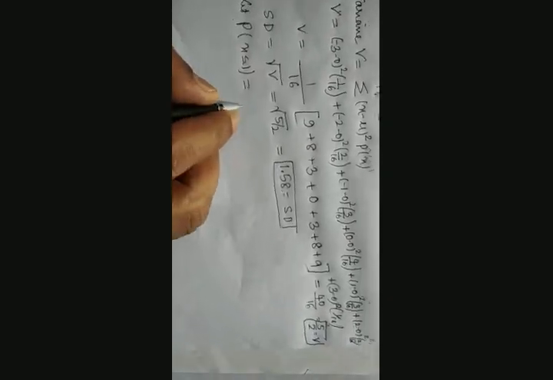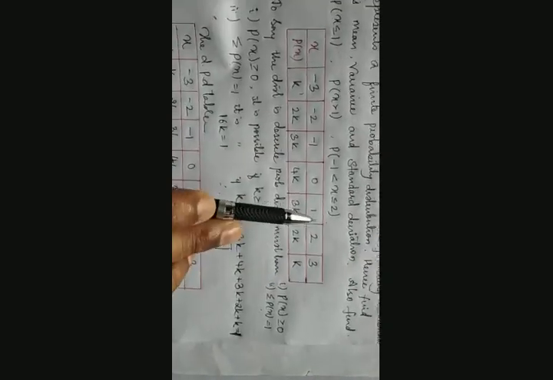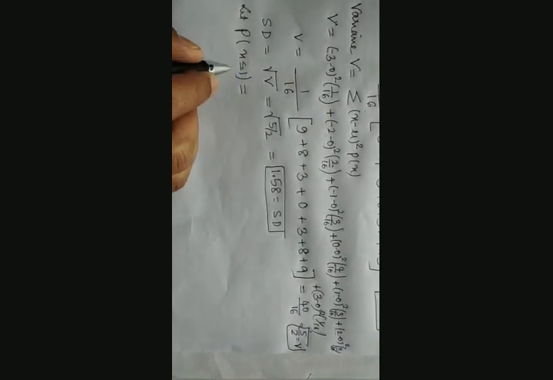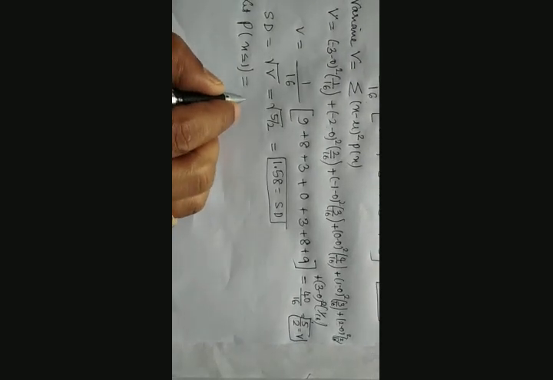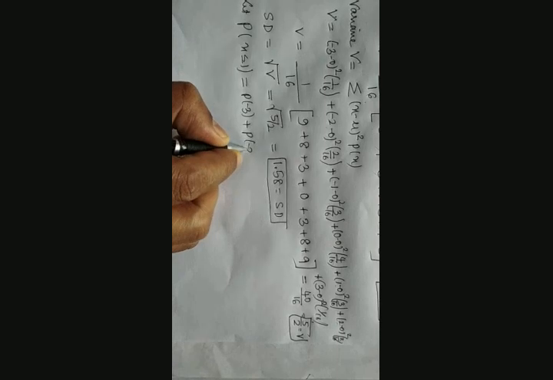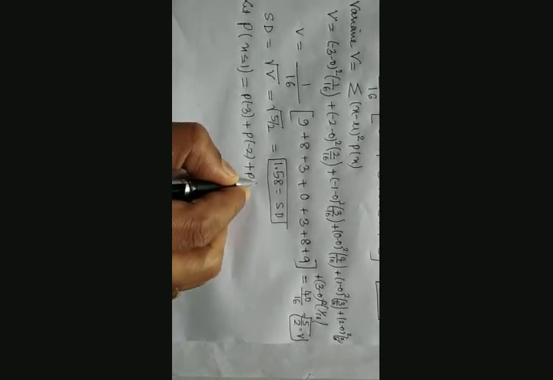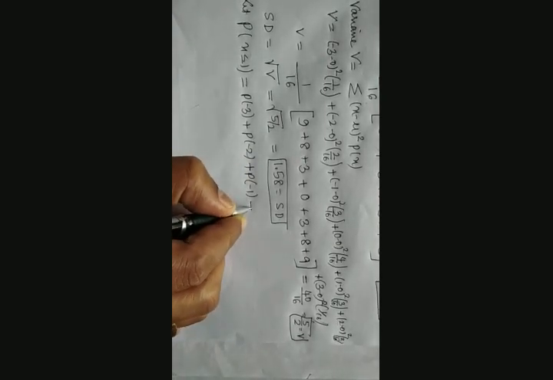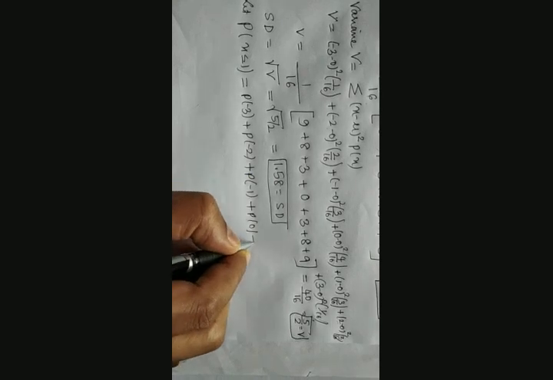It will be added. So you can see here, probability of minus 3, probability of minus 2, probability of minus 1, probability of 0, and even probability of 1 also, because it is less than or equal to 1. So it is probability of minus 3 plus probability of minus 2 plus probability of minus 1 plus probability of 0 plus probability of 1.